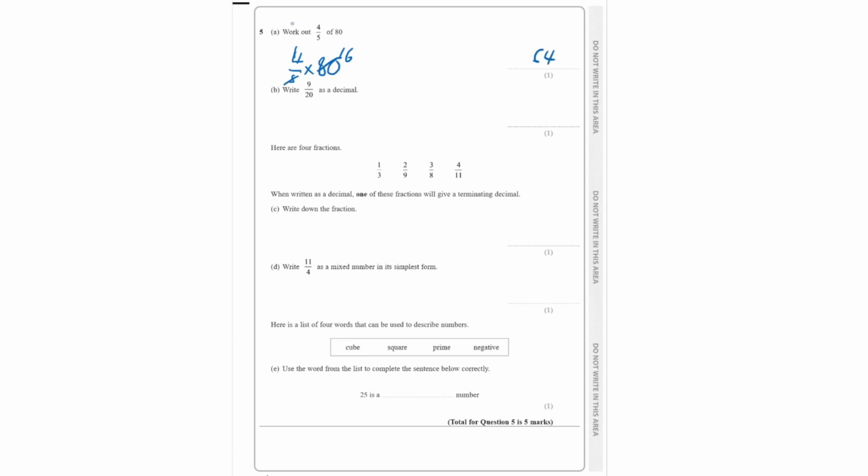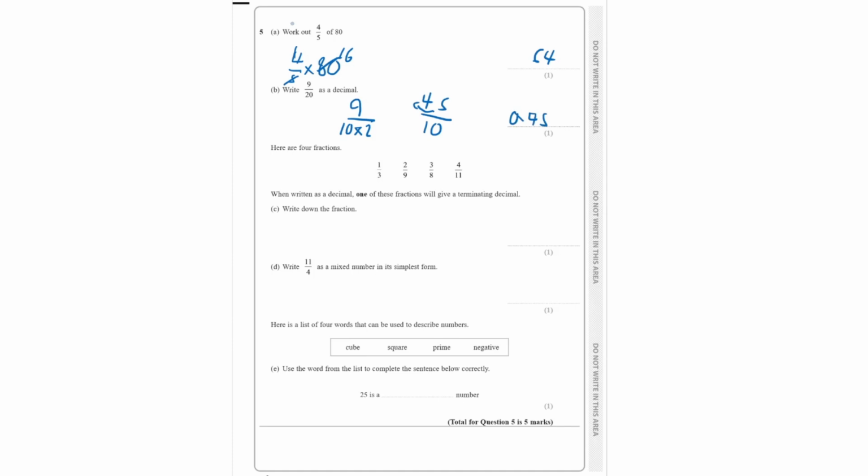Write 9 over 20 as a decimal. Okay, now I can simplify this to 10 times 2, since 10 times 2 is 20, and we'll still get the same answer. 9 divided by 2 is simply 4.5. We write the same denominator as 10. And whenever dividing by 10, we simply move the decimal to the left by 1. So we get 0.45.